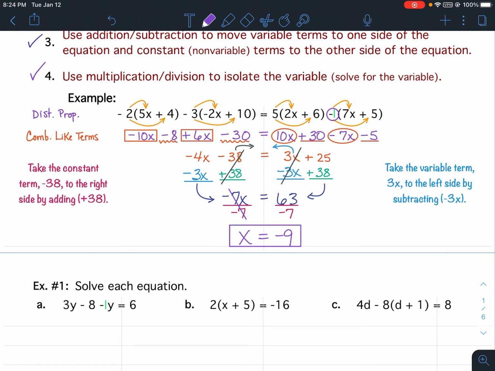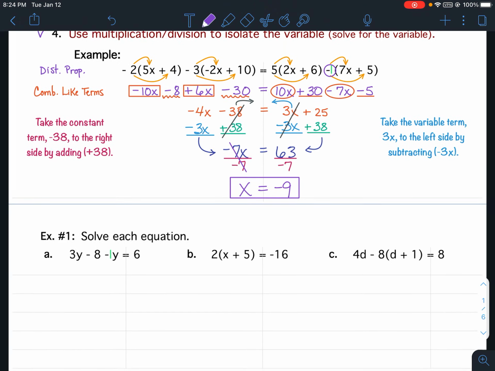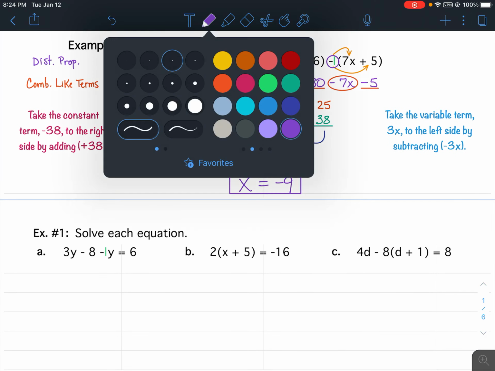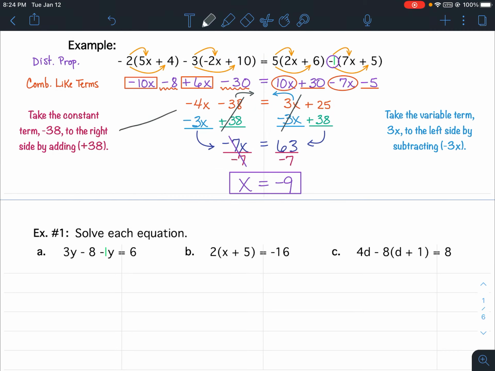Check that off. What you need to do now is pause your video and make sure you have everything written down. Everything. If you have any questions, please let me know.